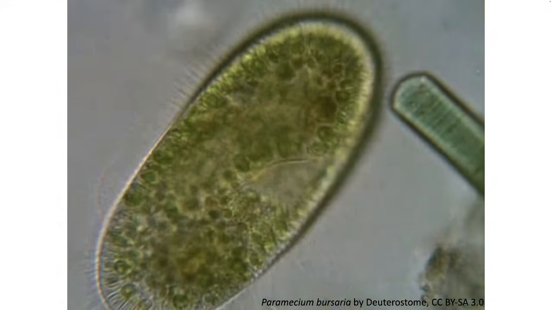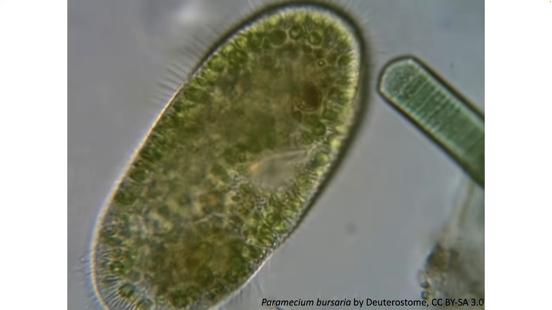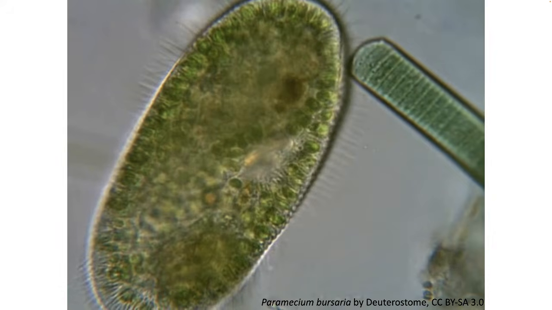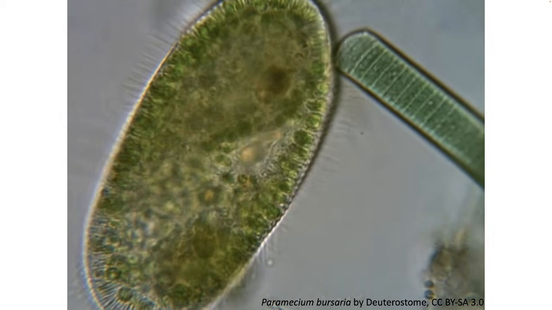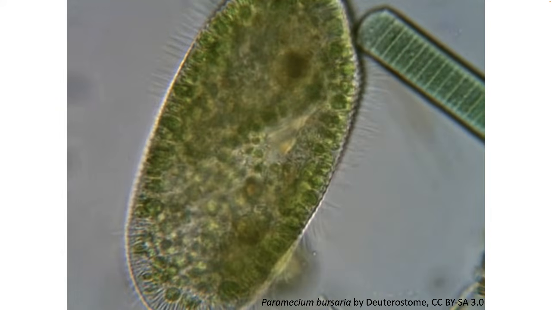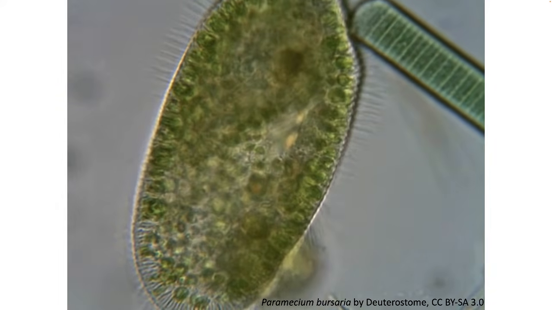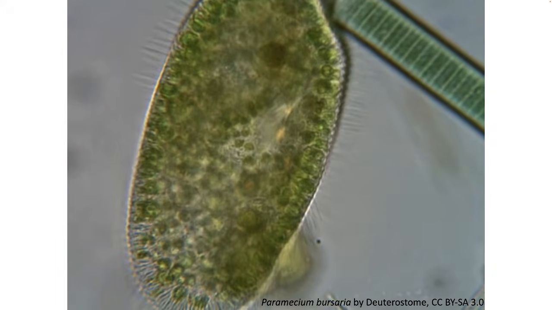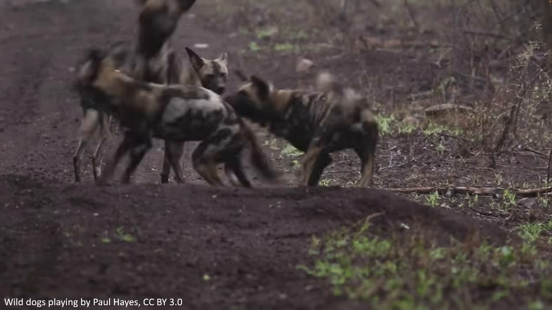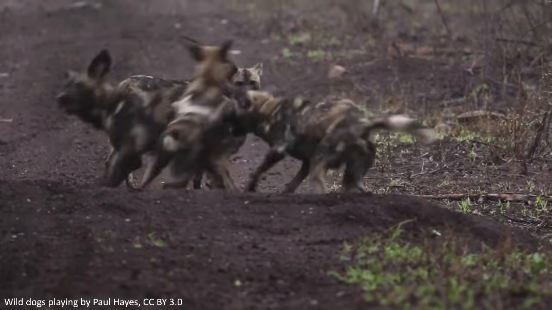So you can see here that this paramecium now is interacting with and responding to a cyanobacterium. This looks like Oscillatoria that's coming in from the right, and paramecium is going to have to respond to this interaction. This is true even more so for multicellular organisms, such as these beautiful African wild dogs.